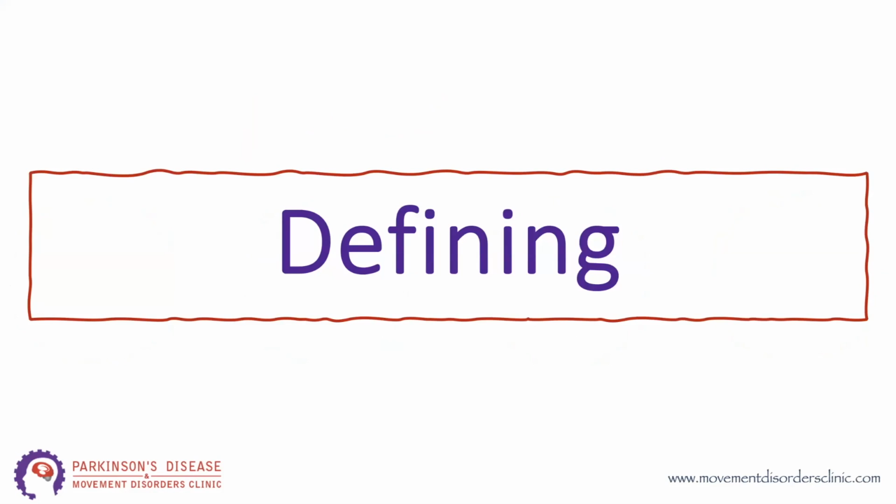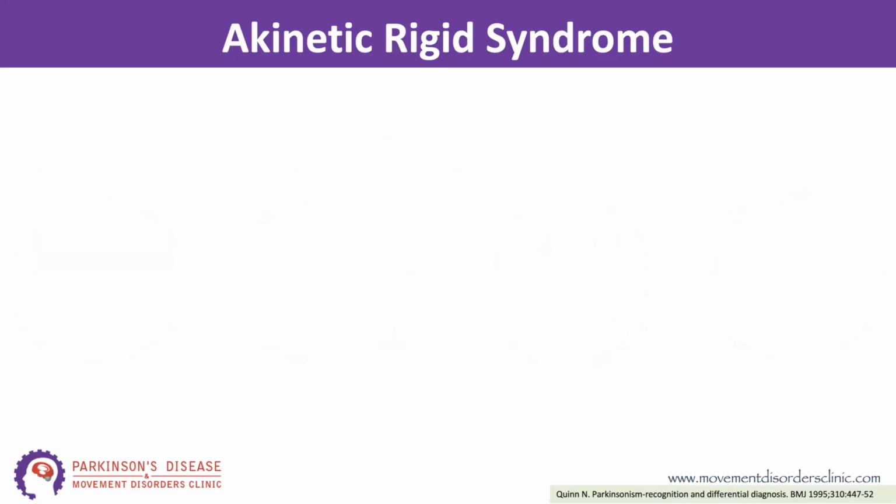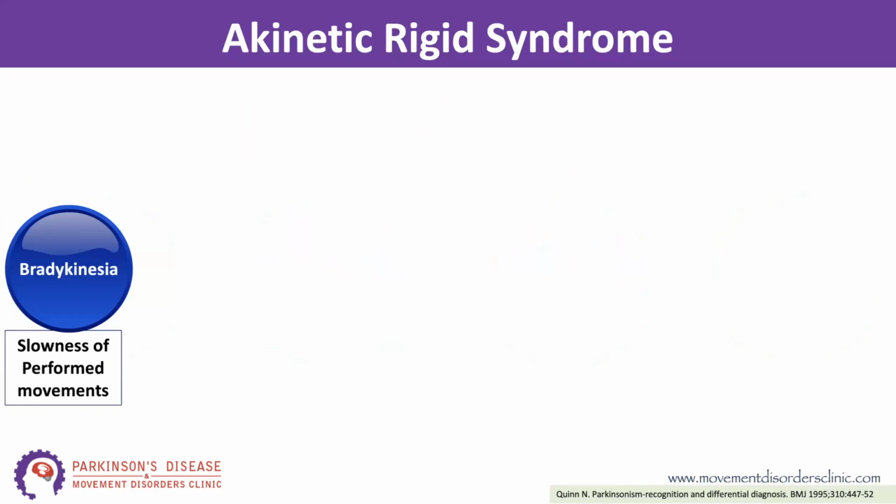So how do we define akinetic rigid syndrome? Akinetic rigid syndrome is a cluster of symptoms. Basically, it's divided into two terminologies, akinesia or akinetic, and rigidity. So what is akinesia? Akinesia is an interchangeable word which comprises three components. One is bradykinesia. Bradykinesia is slowness of performed movements. The activities you're doing, you're slow, but of full range. For example, you're making a fist and opening it. You are doing it fully, but at a very slow pace.